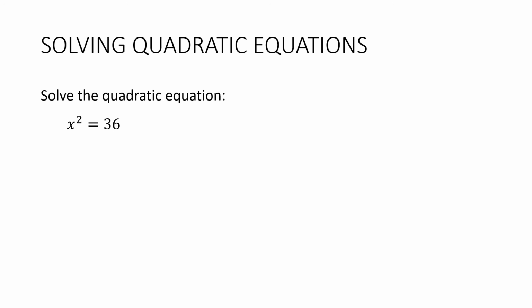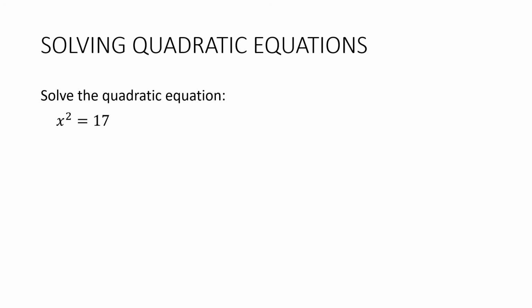Let's take the square over the other side, it becomes square root. What's the square root of 36? It's 6, isn't it? But because this is positive, there's two answers, so it can be positive 6 or negative 6.